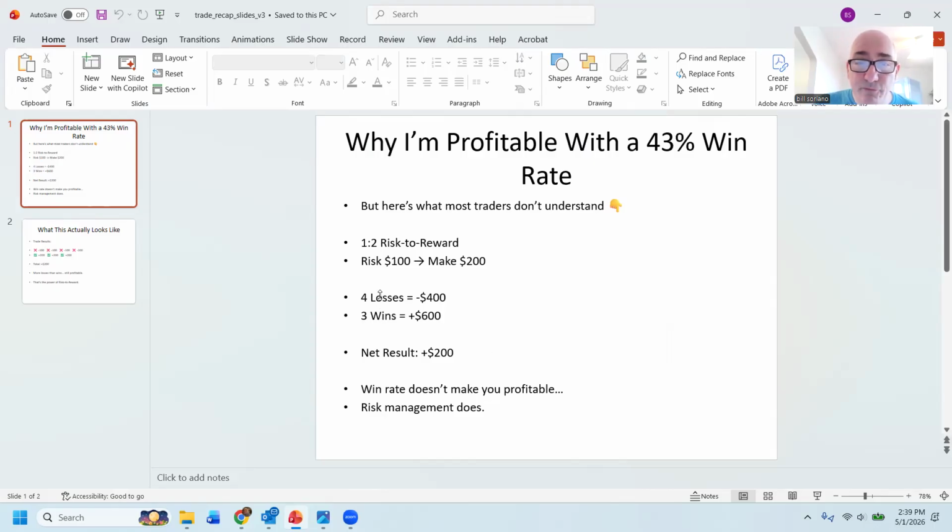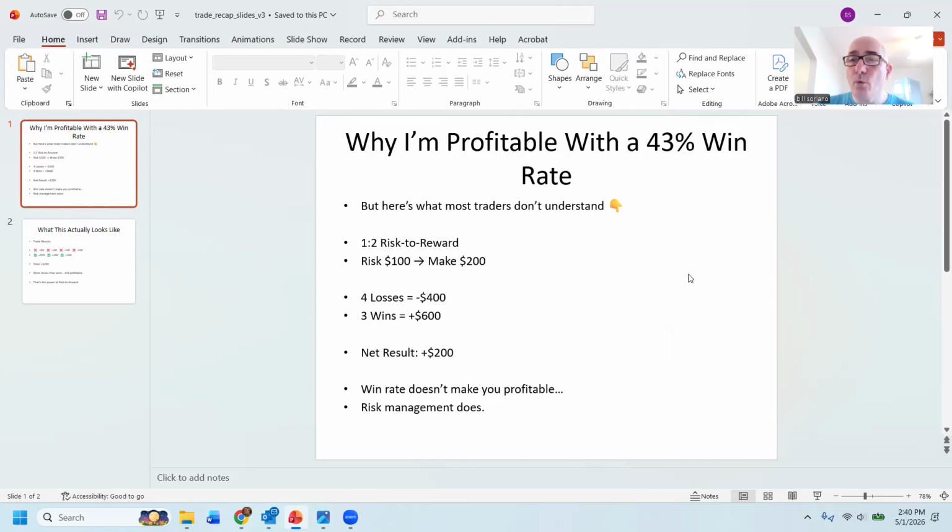Anyway, with my 4 losses, let's say that I risk $100 to make 200. My 4 losses would represent $400 in losses, right? I lose $100 on each trade. But my 3 wins are $200 each. So I make $600 on my 3 wins, right? So the result is a net profit of $200, even though I only won 43% of my trades.